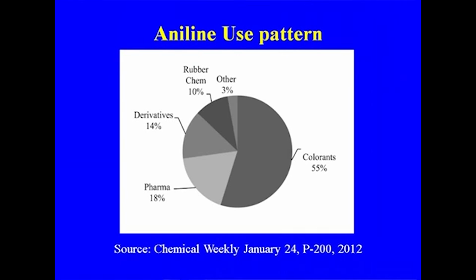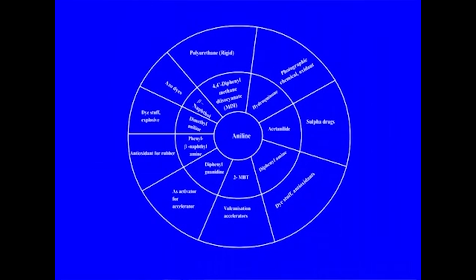You see, the major portion of the aniline is going as colorants and in the manufacture of dyes. The rest goes to pharmaceuticals, other derivatives, and rubber chemicals, but the major portion is going as colorant. These are the major uses of aniline.